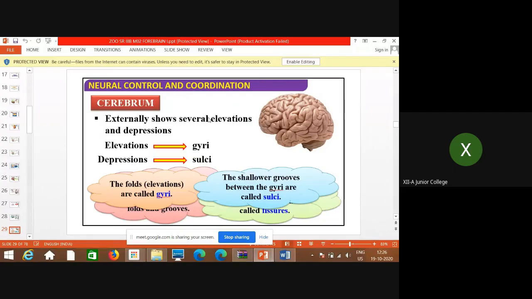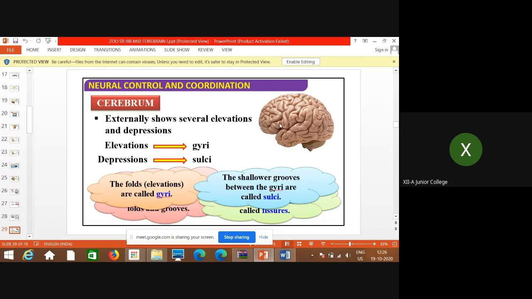Here you can remember, the cerebrum externally shows several elevations and depressions. What are these elevations? These elevated portions or parts are called gyri. Gyrus is the singular, which in Marathi we can say unsavata. So these elevations are called gyri, and depressions are called sulci.